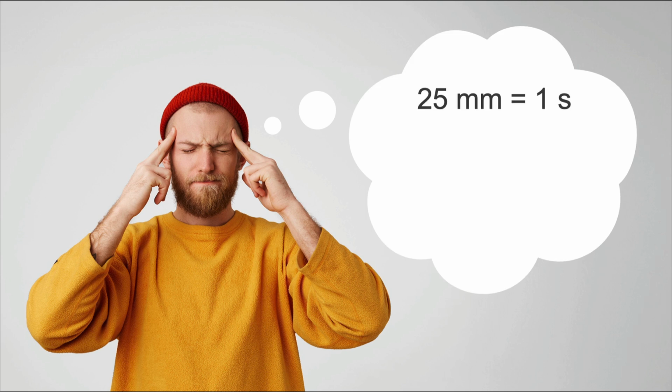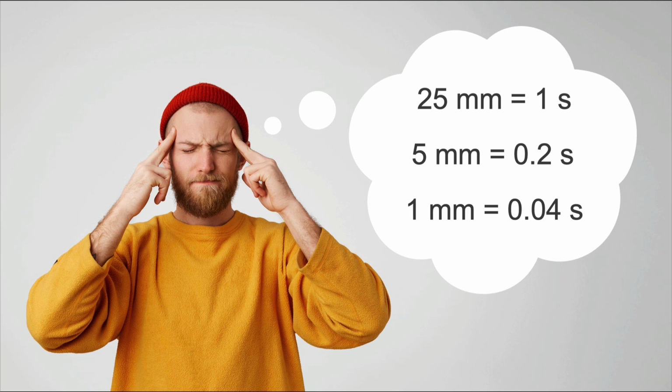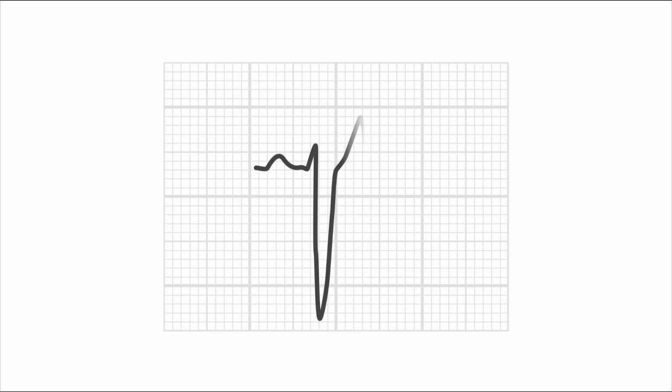So here's what you have to remember. 25 millimeters corresponds to 1 second, 5 millimeters corresponds to 0.2 seconds, and 1 millimeter corresponds to 0.04 seconds. When you start to measure, you always have to start at the isoelectric line, which is here, at the dotted line. So when you measure amplitudes or millivolts, you'll always have to start at the point on the ECG where the curve leaves the isoelectric line. So when we want to measure the amplitude of this S wave, we measure from here to here.